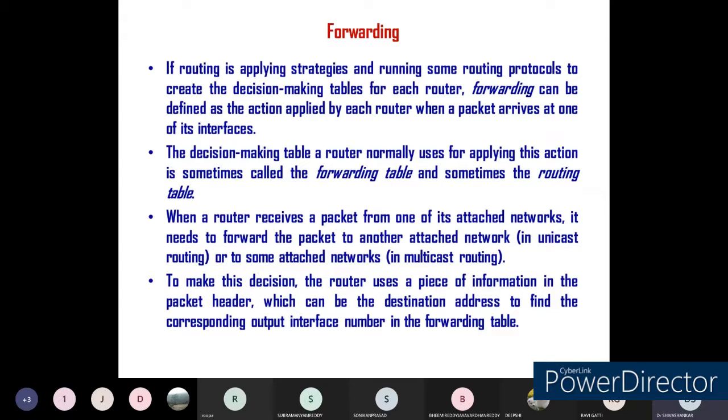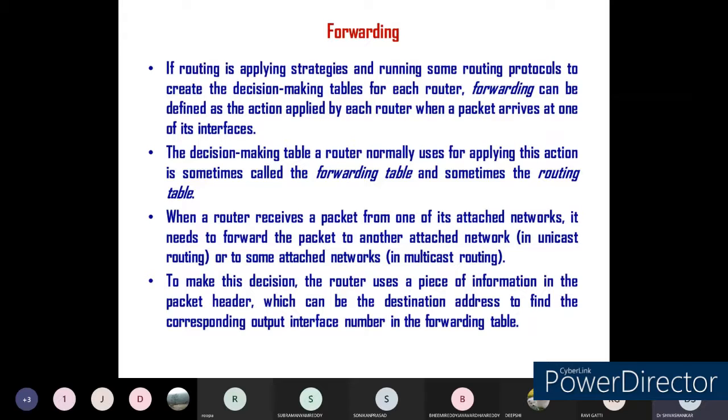If routing is applying strategies and running routing protocols to create decision-making tables for each router, forwarding can be defined as the action each router applies when a packet arrives at one of its interfaces. Once the packet is sent from the source, the forwarding concept should be there. Decision making here means through which path the packet has to be forwarded, and to which intermediate node the packet has to be transmitted. Every time, the decision-making table has to be updated.